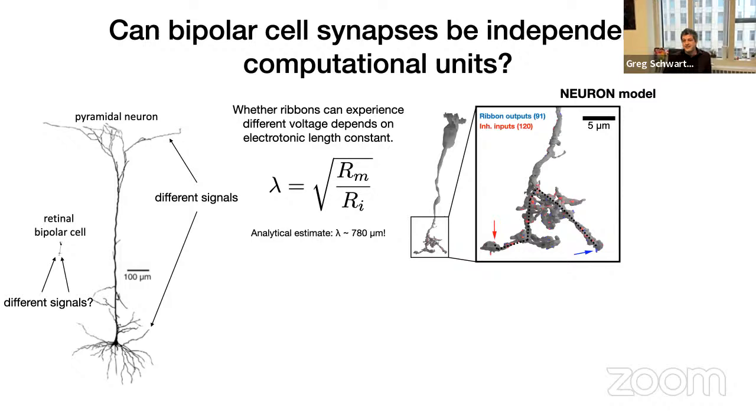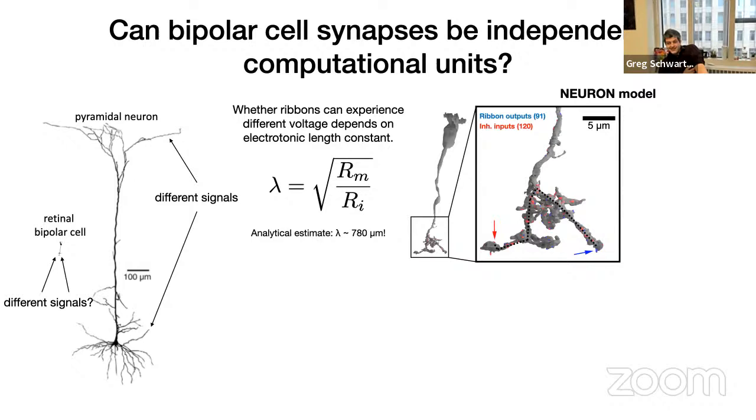So we took our EM reconstructions from Rachel. This is one in which she's annotated every ribbon output and every inhibitory input onto the terminal. Just for reference, look at the scale bar here. This thing is about 15 microns across, and within that 15 microns, it has 91 ribbon outputs and 120 inhibitory inputs. So this is a complex little machine.